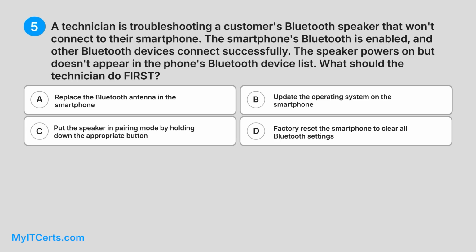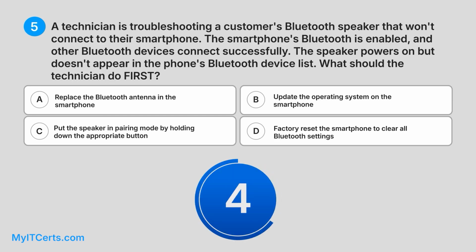First, A. Replace the Bluetooth antenna in the smartphone. B. Update the operating system on the smartphone. C. Put the speaker in pairing mode by holding down the appropriate button. D. Factory reset the smartphone to clear all Bluetooth settings. Do you know the answer?